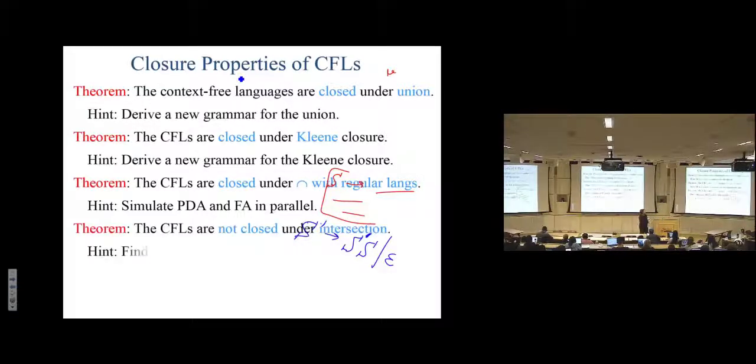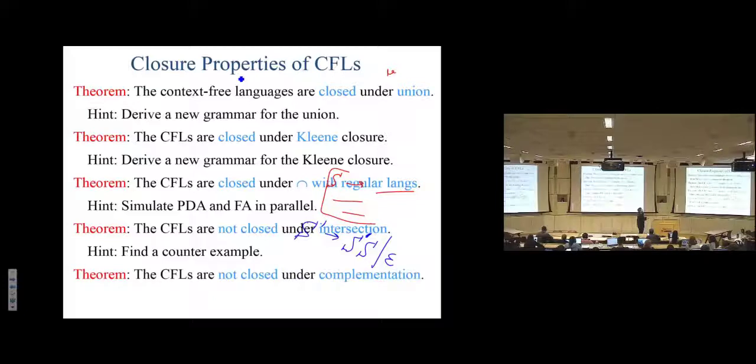But when you try to do that with two context-free languages or two PDAs, the stacks begin to clash if you try to simulate them with a single stack. That's not a proof, it's an intuition. But you can't get it to work. So context-free languages are not closed under intersection, it turns out. Maybe in a couple of slides we'll show an example.